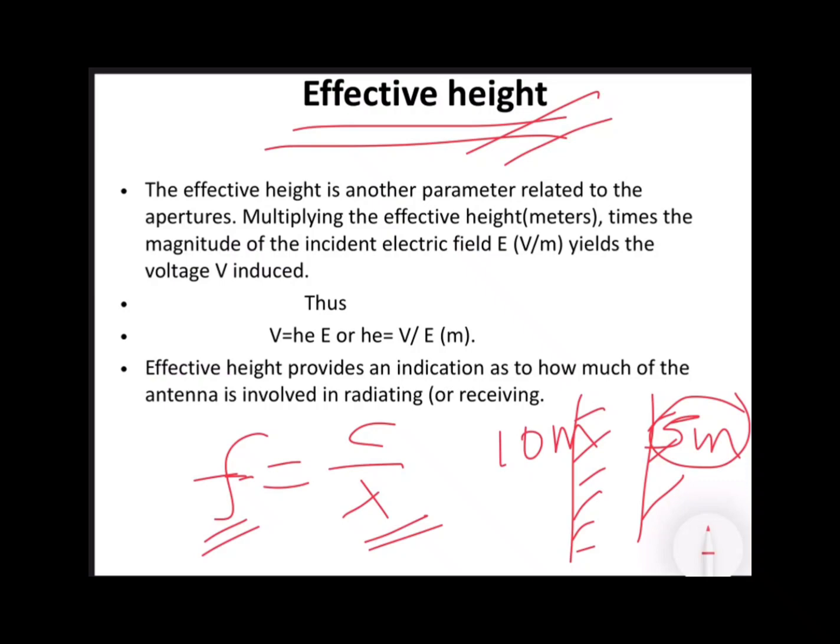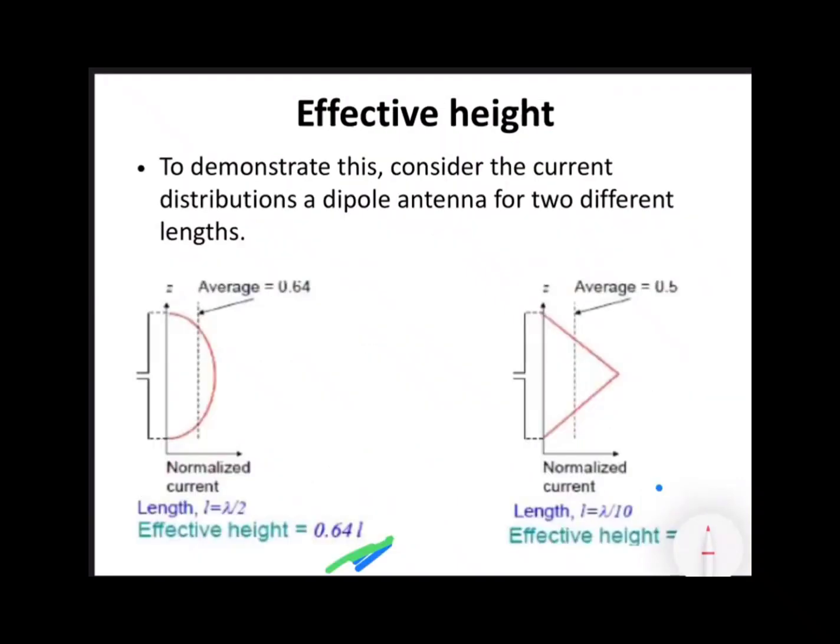And always the effective height of an antenna provides an indication of how much of the antenna is involved in transmission or reception. So to understand the effective height concept in a better way, let us take an example of two different antennas of two different lengths.